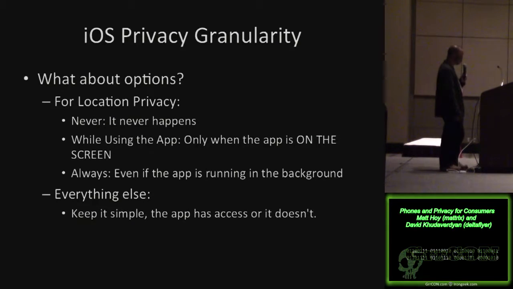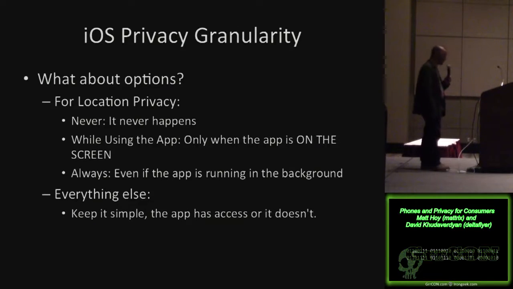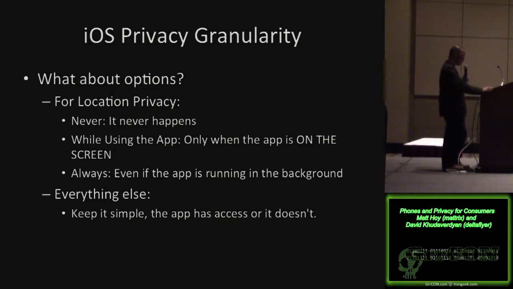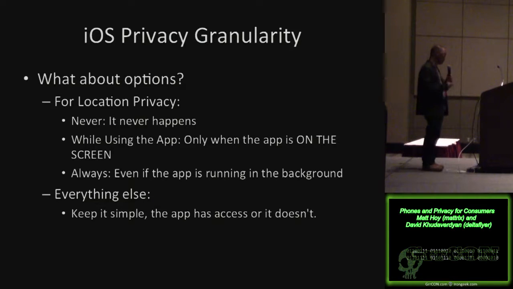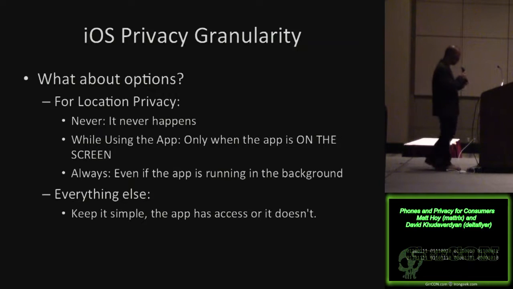My favorite one, which is a balance of, I think, reasonable things, is while using the app, because I don't want to say, Uber, never use my location, because I actually need you to pick me up and this is useful, but I want to at least have them be able to find me. And then there's always, which is a pervasive one. Any app that asks for always, I'm probably going to uninstall it. So basically, keep it simple. Either the app has access or it doesn't.